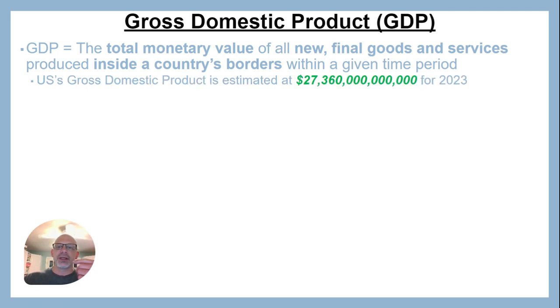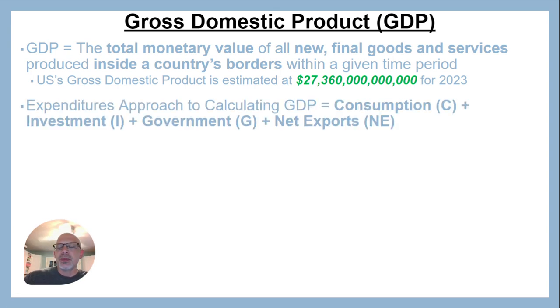All right, just as an aside here, the U.S. has the largest gross domestic product in the world, 27 trillion, 360 billion, rounded, gross domestic product in 2023. That allows for the U.S. to be called the largest economy in the world because that's how we measure size of economy: as productivity, production of new final goods and services.